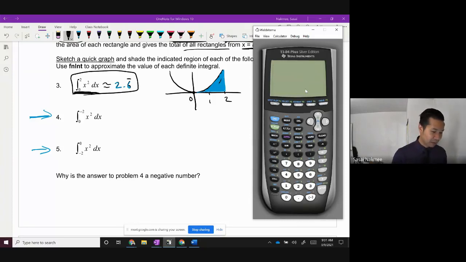All right, anyways, so here we go. The steps that we need to follow to calculate a definite integral: turn on your calculator, go to math, and scroll down all the way to option number 9, which is fnInt.